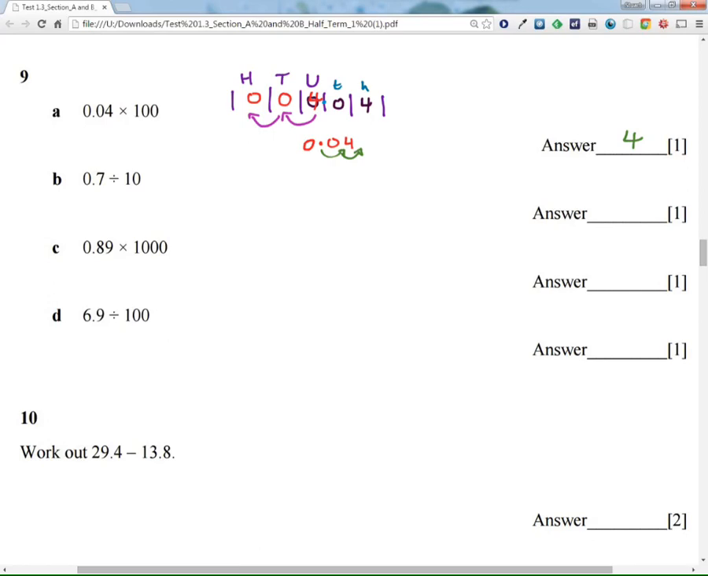0.7 divided by 10. Well, dividing by 10, we just move the decimal place to the left because we make the number 10 times smaller.